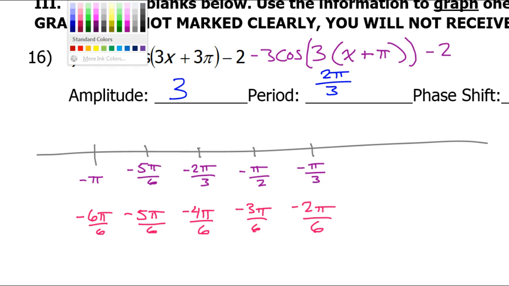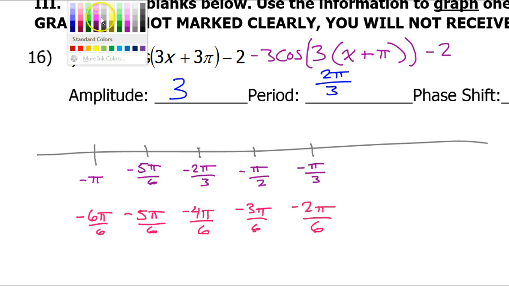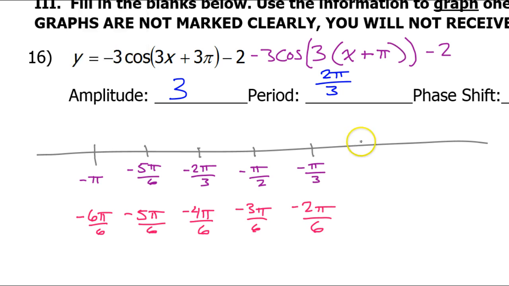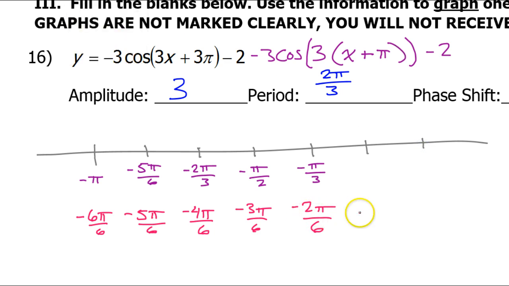So if I kept on adding pi over 6 like I was doing before, the next one, so here, let me put some more marks on here. Okay, just a couple more marks should do it. So if I kept adding, my next one would be negative 1 pi over 6. But then my next one would be 0 pi over 6, which of course is just 0. So see what's happening? Negative 6, negative 5, negative 4, negative 3, negative 2, negative 1, and 0.